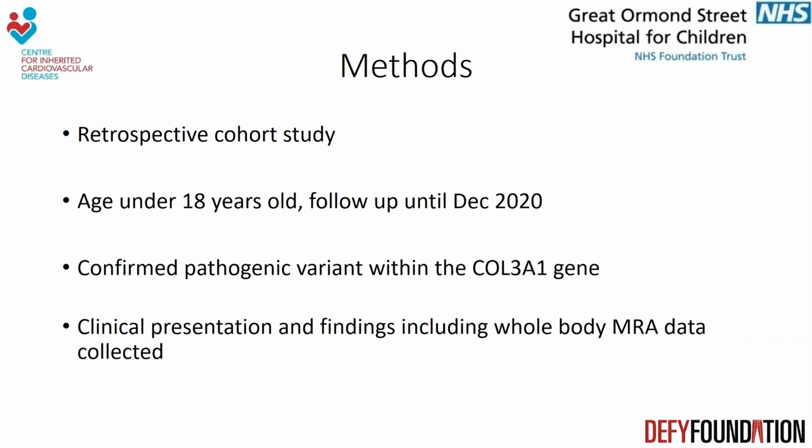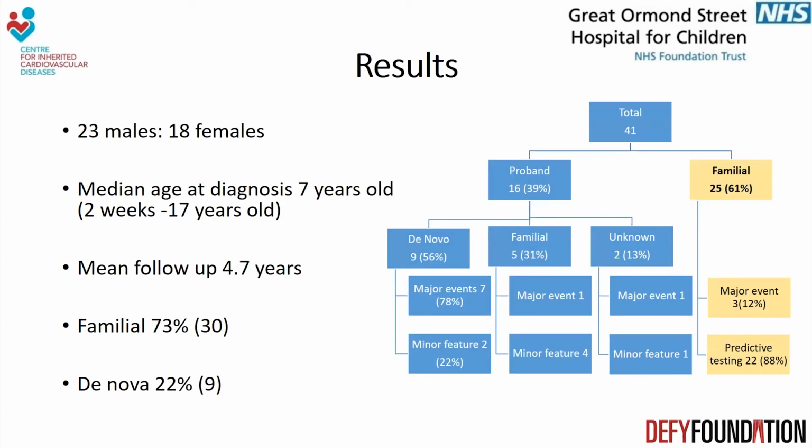So we performed a retrospective study on all our patients with vascular EDS under the age of 18 years old. All patients have genetic confirmation of COL3A1 gene mutation. Their clinical presentation and findings, including whole body MRA data, were collected. In total, we identified 41 vascular EDS pediatric patients with slight male predominance. The median age at diagnosis was 7 years old, with mean follow-up of just under 5 years.